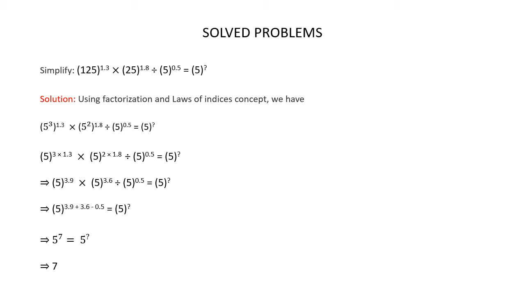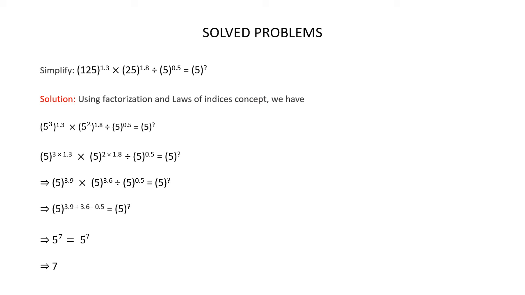Simplify the equation. 125 raised to the power 1.3 multiplied by 25 raised to the power 1.8 divided by 5 raised to the power 0.5 is equal to 5 raised to the power question mark. Now we have to simplify this equation and find the value of the question mark. We'll simplify this equation using factorization and laws of indices concept.